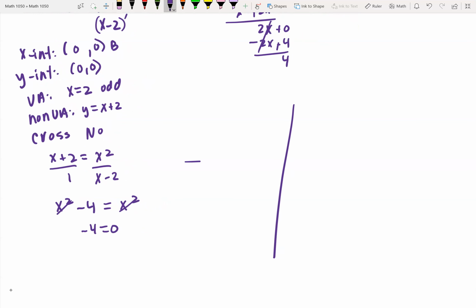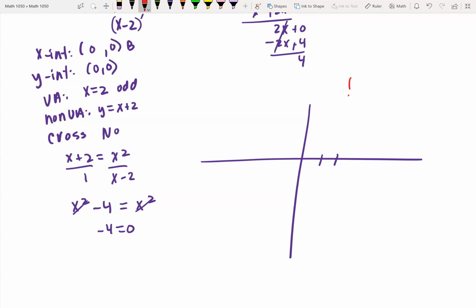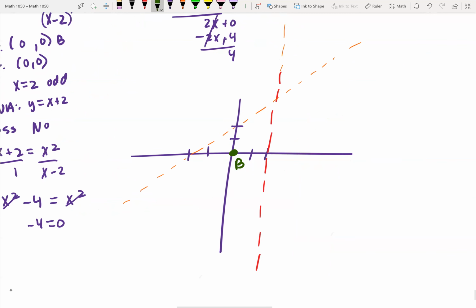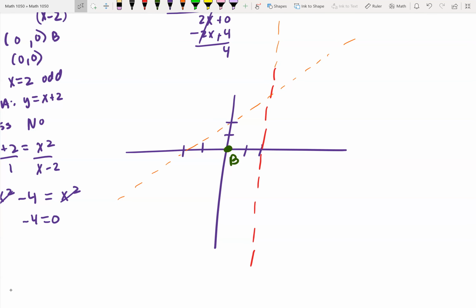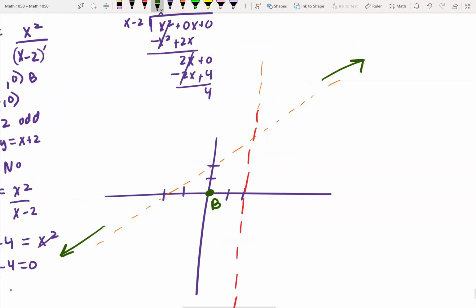Okay, now I'm going to graph it. So you have a vertical asymptote right there at x equals 2, and it is odd. You have a non-vertical asymptote at y equals x plus 2, and that is going to look like that. And it doesn't cross it, so I'm just going to make it all the way through, and it goes like that. The other thing I know is that it hits 0, 0, and it bounces, okay? So look at that, end behavior. Look at that, y equals x plus 2. I know my graph is going to go that way and that way. So now I just have to figure out the middle stuff.